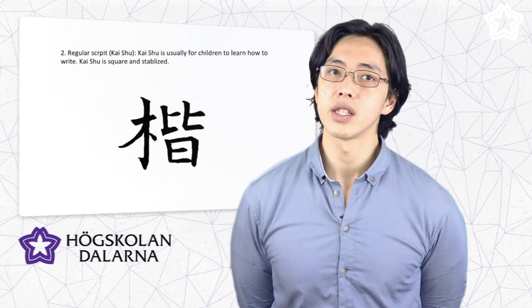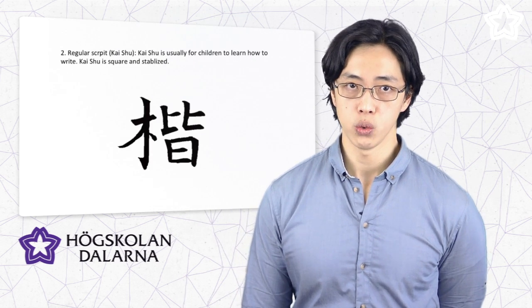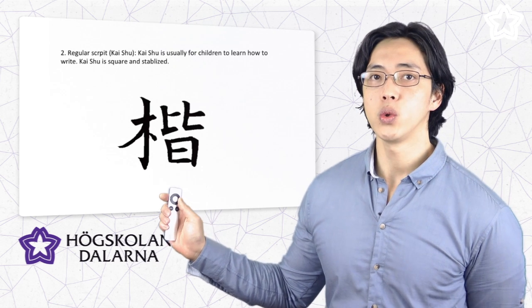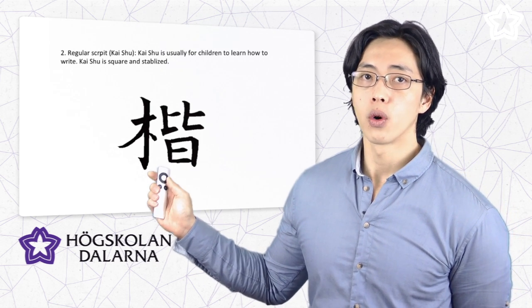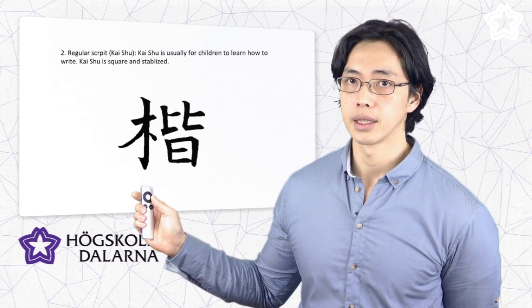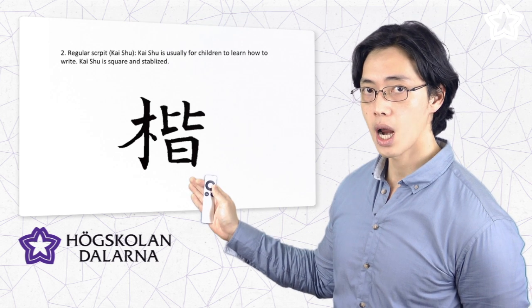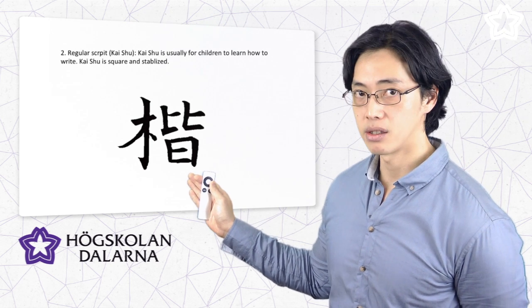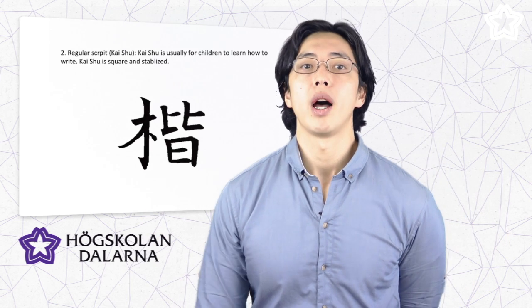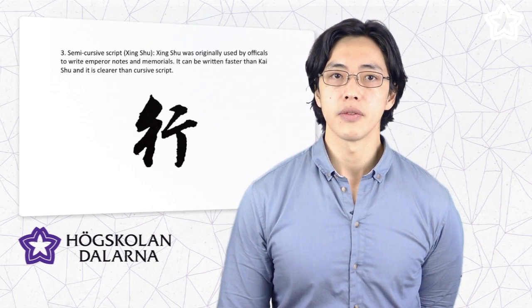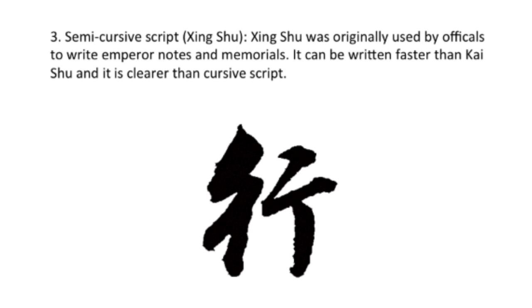And the second one is regular script, Kai Shu. You can see here. Kai Shu is usually for children to learn how to write. The shape of Kai Shu is very square, stabilized, and balanced. And next one is semi-cursive script, Xing Shu. Xing Shu was originally used by officials to write his or her emperor's notes and memorials.